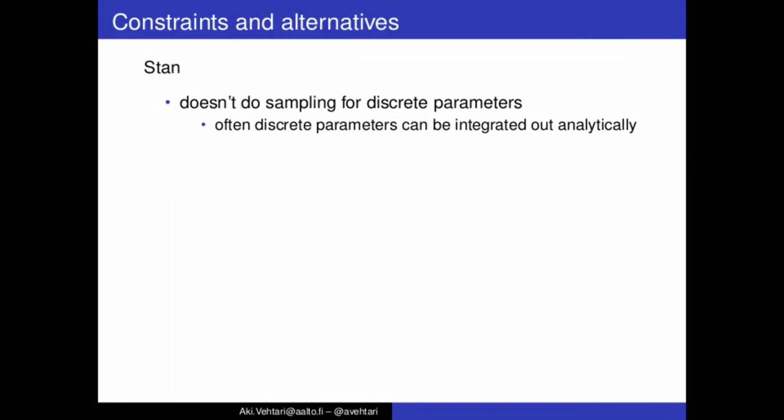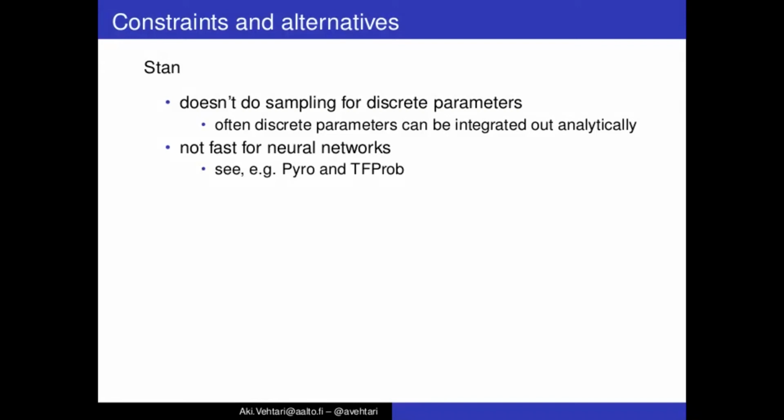Stan has some limitations, and I also mention possible alternatives. Stan doesn't do sampling for discrete parameters. Stan can be used for many models which are commonly presented with discrete parameters, and we have many examples showing how we can integrate those discrete parameters out analytically and then use the corresponding model in Stan. Alternatives could be PyMC, Turing, and TensorFlow Probability.